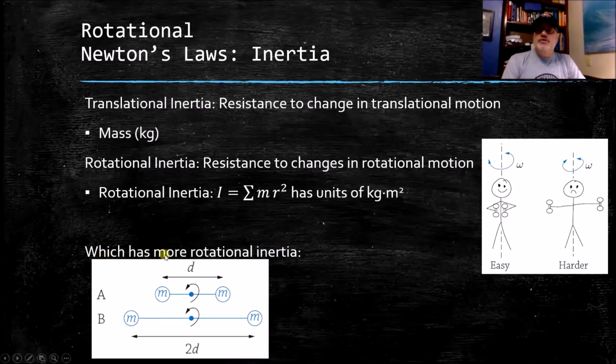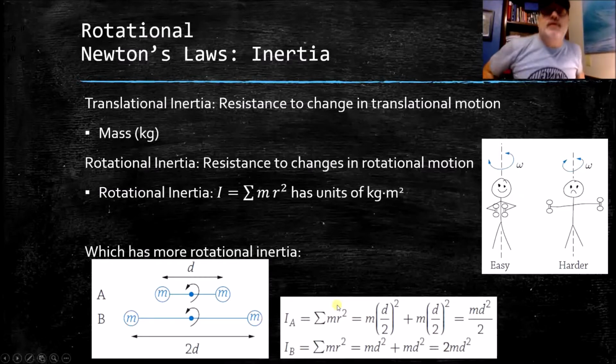So here's our question: which has more rotational inertia for these two objects? We can easily see that it's the bottom one, B, but we can actually calculate what those values are. You take the mass and multiply by the radius squared, for this one a radius of d over 2, and add them up, and we get m d squared over 2. If we repeat the same thing for object B, we get a rotational inertia of 2 m d squared. Notice that when we double the distance of the mass from the pivot point, we quadruple the rotational inertia because it's related to radius squared.